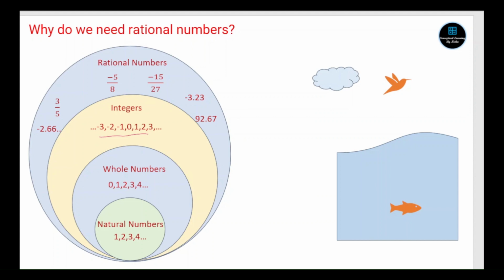Now, we already learned about fractions and decimals also. We cannot include the fraction and decimal numbers in the integers, correct? If I have a number like minus 5 upon 8 or minus 3.23, how do we represent those numbers? They are nothing but the rational numbers, okay? They are called rational numbers.